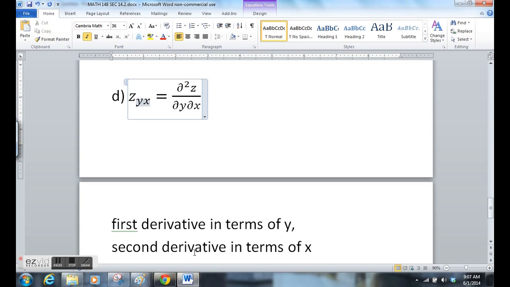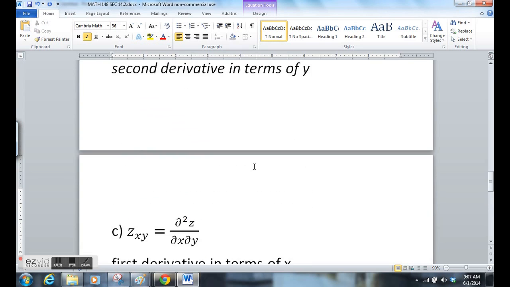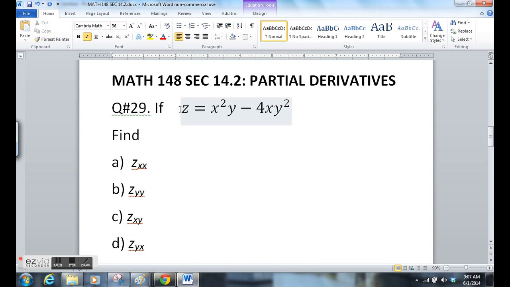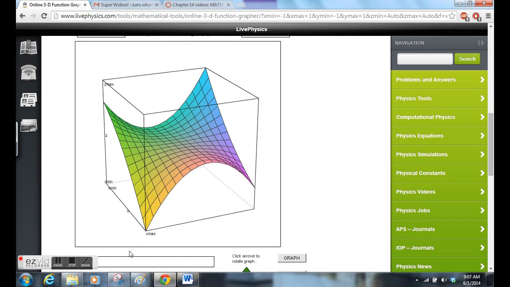So, question number 29. Here's the first, go back to the top. Here it is. This function, zxx. Let's do it. Oh, that's the function. I forgot I've got this. So this is what that function actually looks like. You can see this is the x-axis, and this is the y-axis, and that's z. So you have this kind of curving, saddle-y shaped surface.